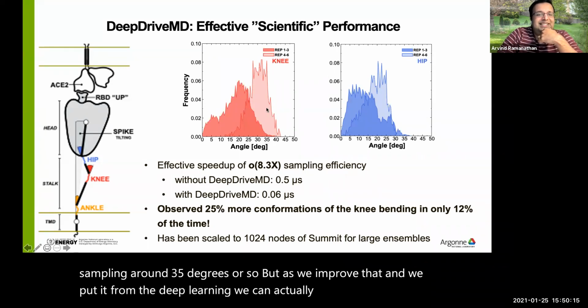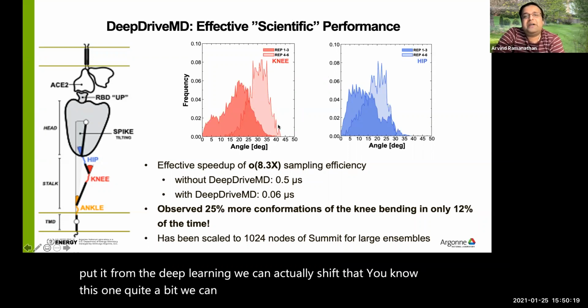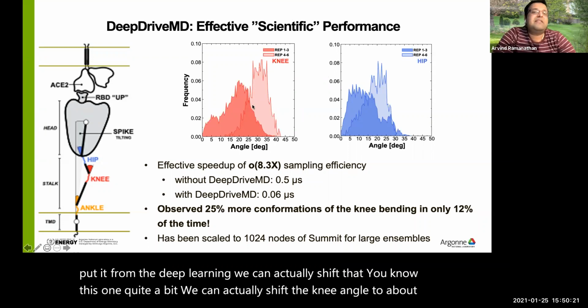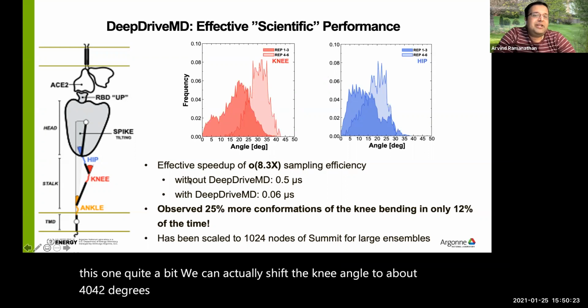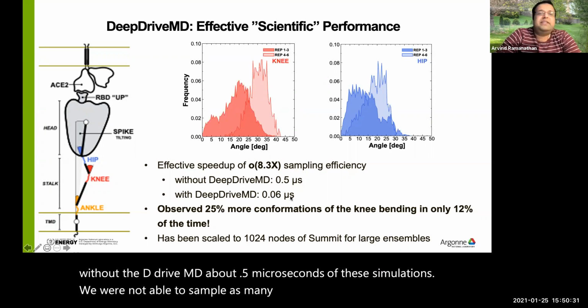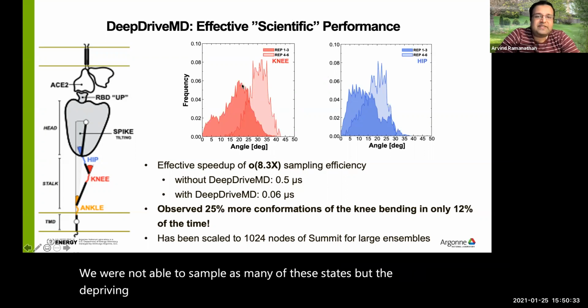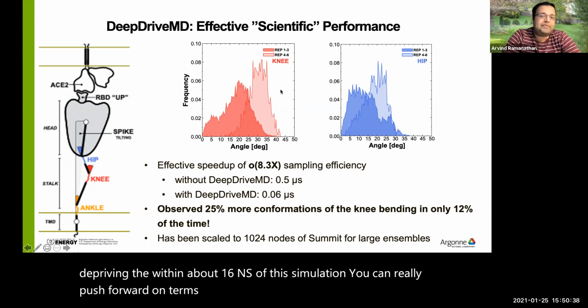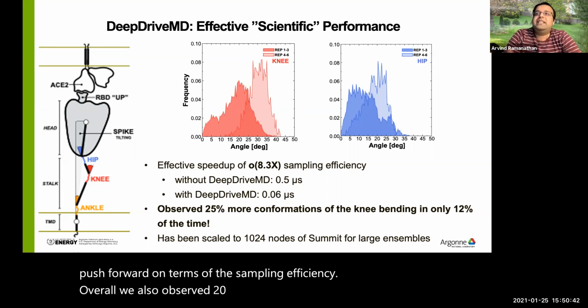this one quite a bit. We can actually shift the knee angle to about 40, 42 degrees, which is a significant acceleration. You can see that without DeepDriveMD, in about 0.5 microseconds of these simulations, we were not able to sample as many of these states, but with DeepDriveMD, within about 60 nanoseconds of simulation, we can really push forward in terms of sampling efficiency. Overall, we also observed 25% more conformations of the knee bending with only 12% of the time.